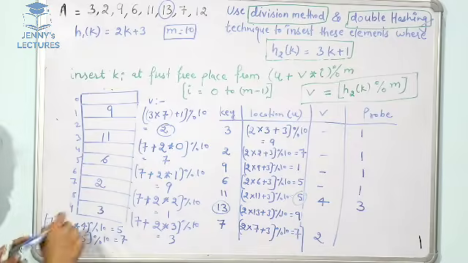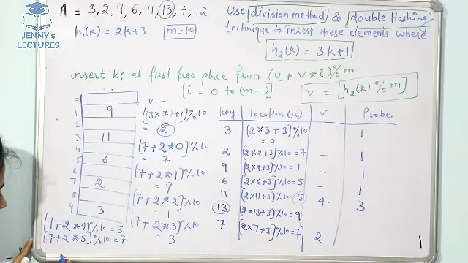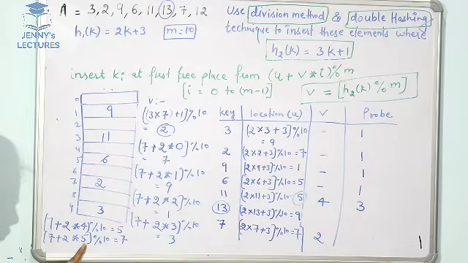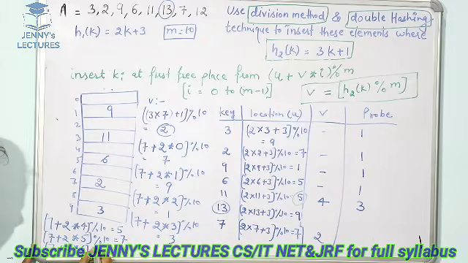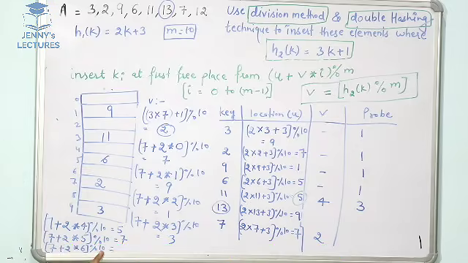Okay. Next would be what? Increase the value of i from 5 to 6. 7 plus 2 into 6 mod 10. And what is this value? 12. 12 plus 7 is what? 19. 19 mod 10 is what? 9.